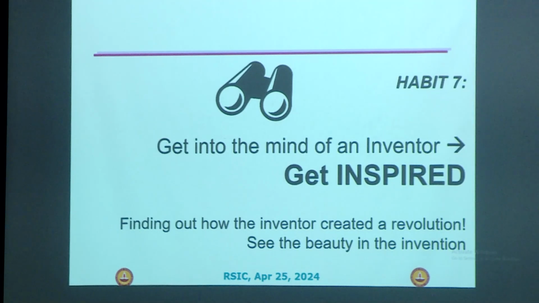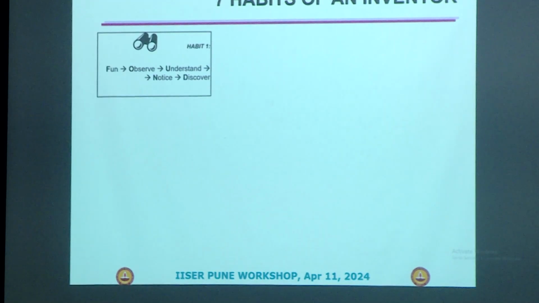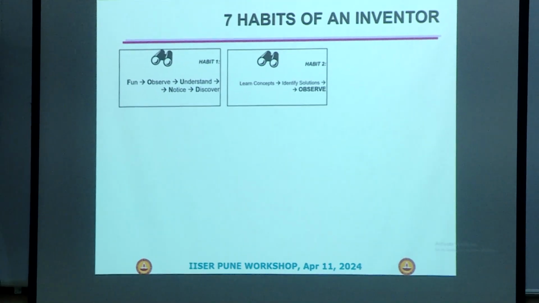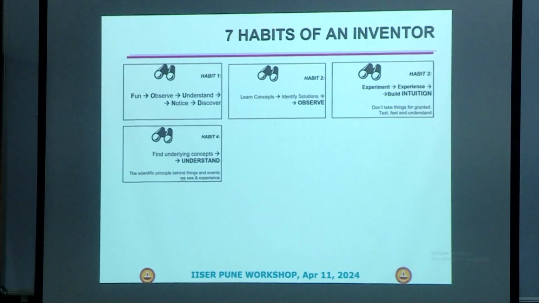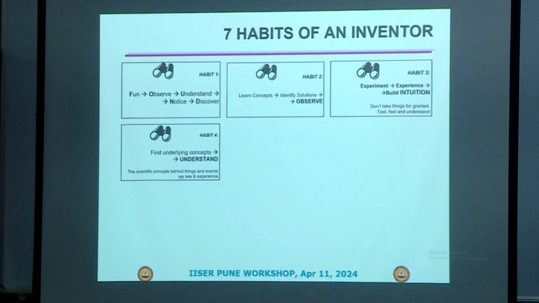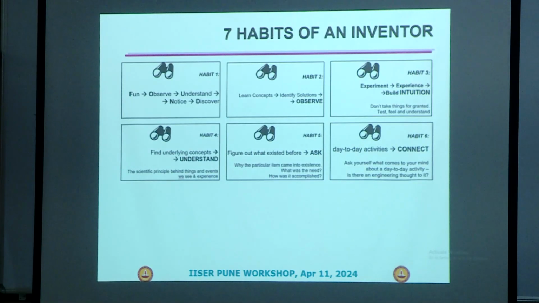Okay? Since I'm short of time, I'm just going to go express way. 7 habits. Can anybody remember the first one? Okay. The second one? Observe, identify solutions. Third one? Building proper intuition. The fourth one? Yeah. Fifth one? What existed before? Ask. Sixth one? Day-to-day activities. Connect. Scorching sun. You'll remember, right? The last one is get inspired. How do you get inspired? Learn the story.